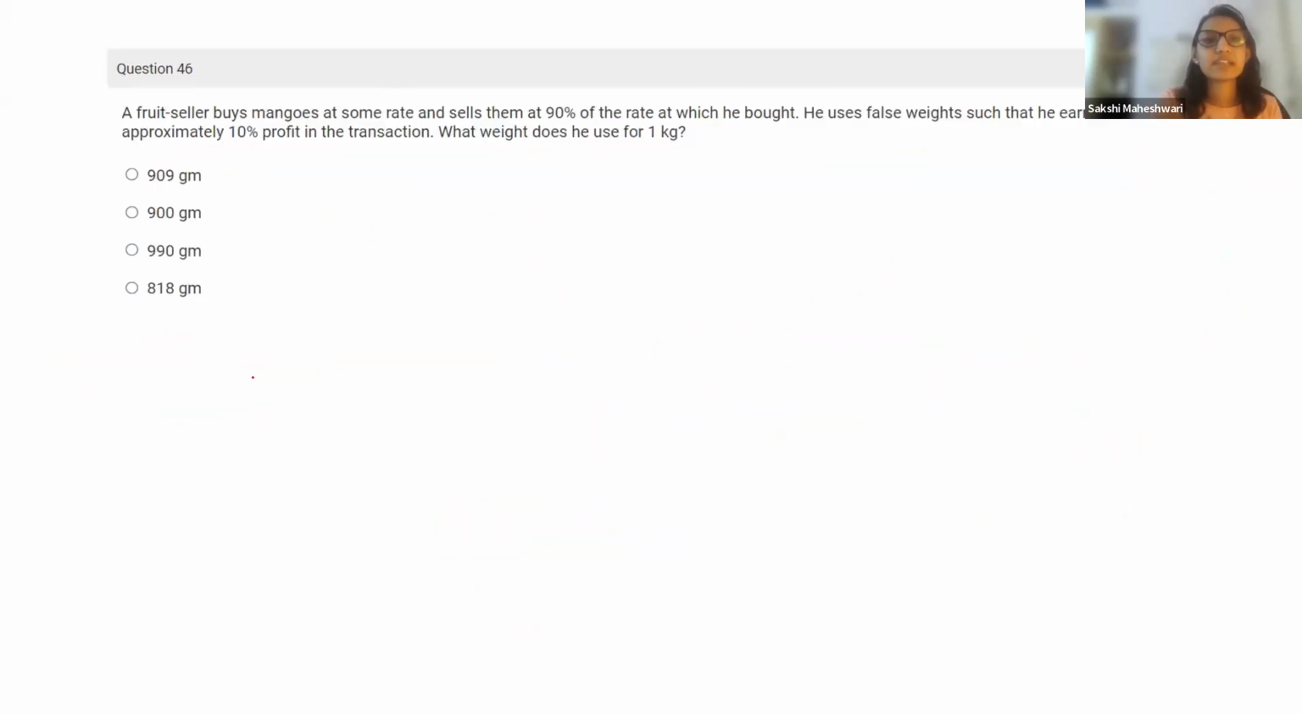So this is a fruit seller who buys mangoes at some rate and sells them at 90% of the rate at which he bought. And he uses false weights such that he earns approximately 10% profit in the transaction. So what weight does he use for 1 kg? Okay. So let's just assume that CP for 1 kg of mangoes is 100 rupees. Okay. Now he sells them at 90% of the rate.